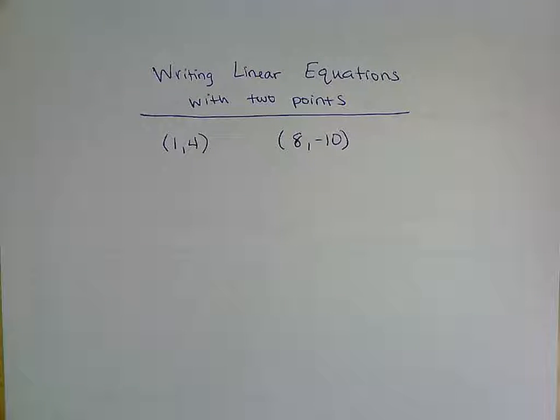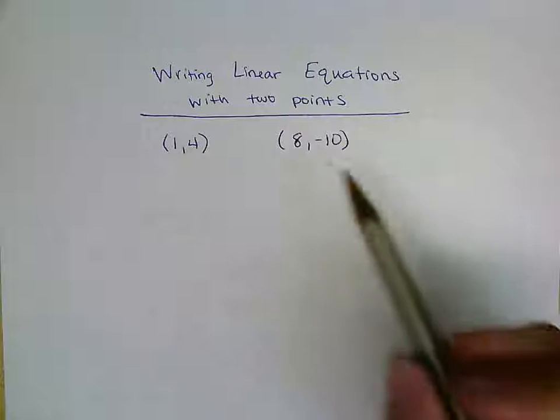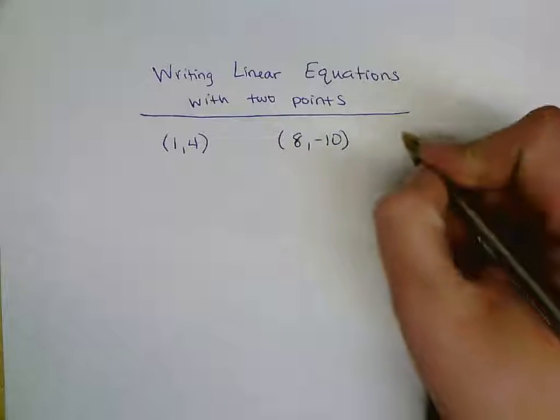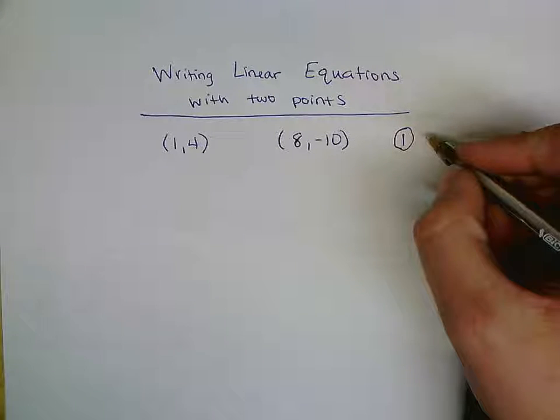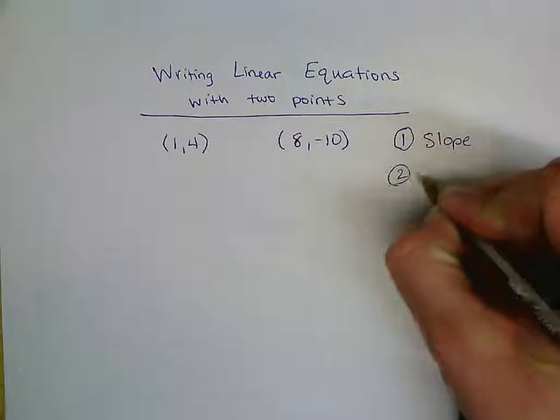In this example, we're going to figure out how to write linear equations when we're given 2 points. So for this specific case, we're given the point of 1, 4, and also the point of 8, negative 10. Keep in mind the two things that we need to know in order to write a linear equation in slope-intercept form is 1, the slope, and 2, the y-intercept.